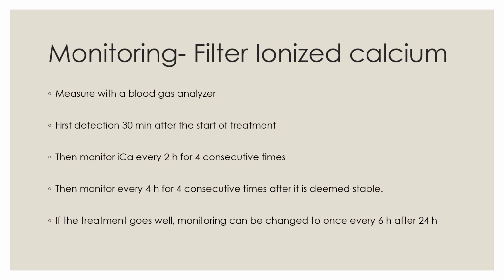Once CRRT therapy is initiated with empirical citrate dose as discussed, subsequent adjustment of citrate dose is based on monitoring of filter ionized calcium level. Monitoring of ionized calcium is done with a blood gas analyzer and it is recommended to make the first measurement as early as 30 minutes. Then monitor it every 2 hours for 4 consecutive times. If the dose of citrate remains stable and ionized calcium is within range and anticoagulation is appropriate, the monitoring interval can be increased to every 4 hours.